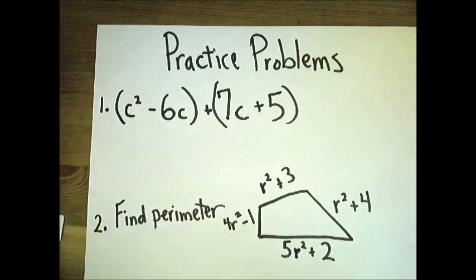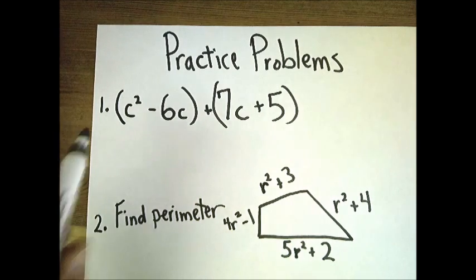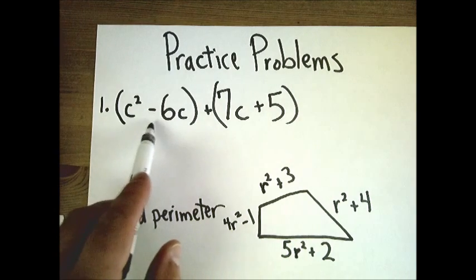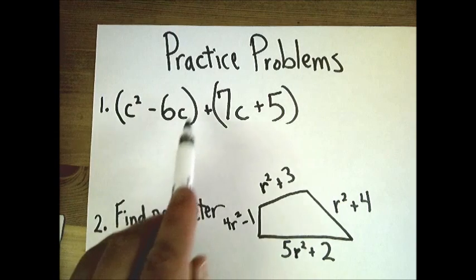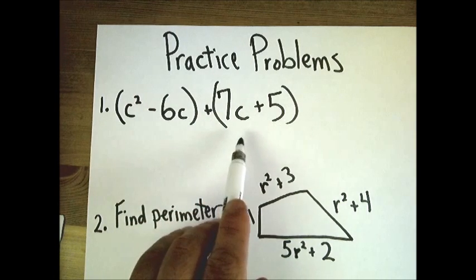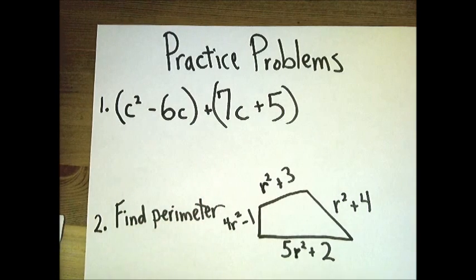So the way we're going to go about this is I would like you to solve c to the second power minus 6c, that's a quantity, plus 7c plus 5. So work that one out.